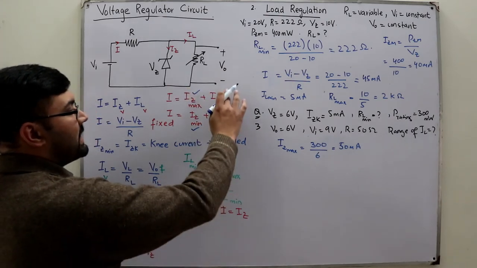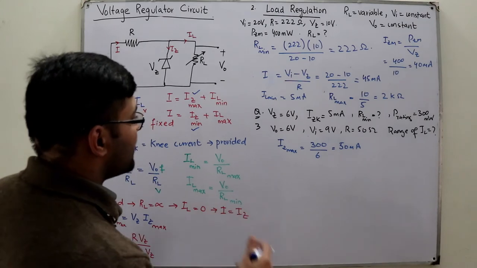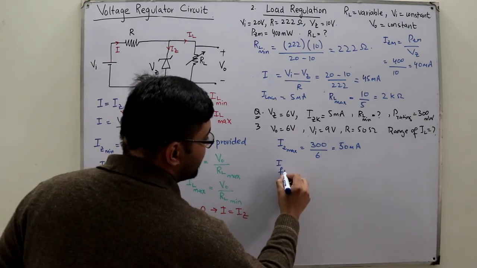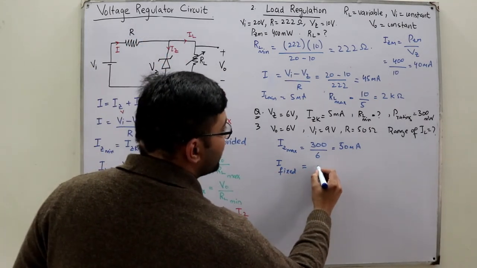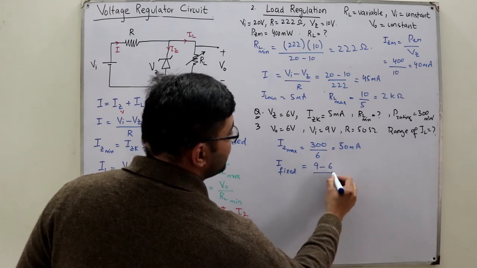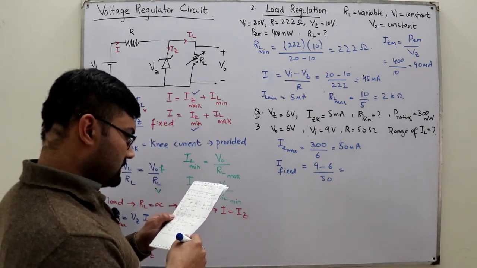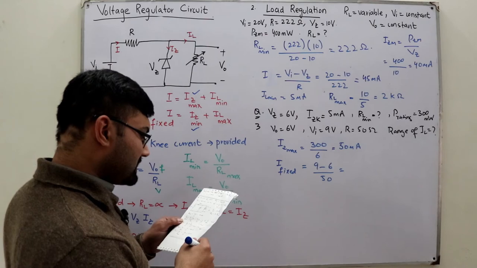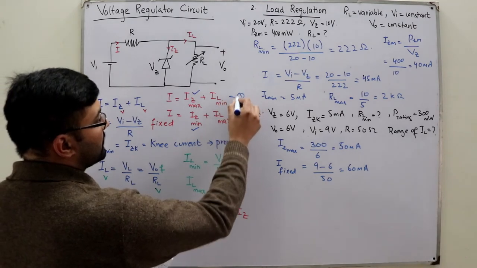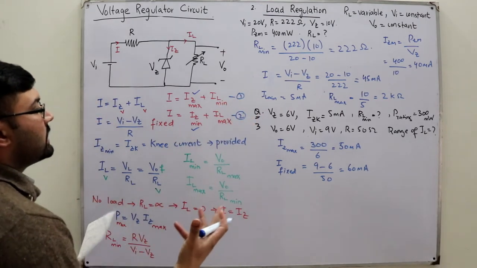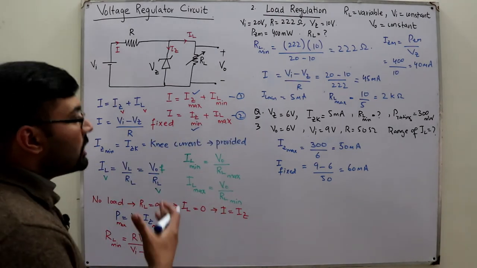Now you need to find IL minimum and IL maximum, but first you need to find I, and the value of I is fixed at VI minus VZ upon R. VI is 9 minus VZ is 6 and R is 50. I fixed is 60 milliamperes. So now let me name this as 1 and this as 2. You can use 1 to find the minimum load current. You can use 2 to find the maximum load current.